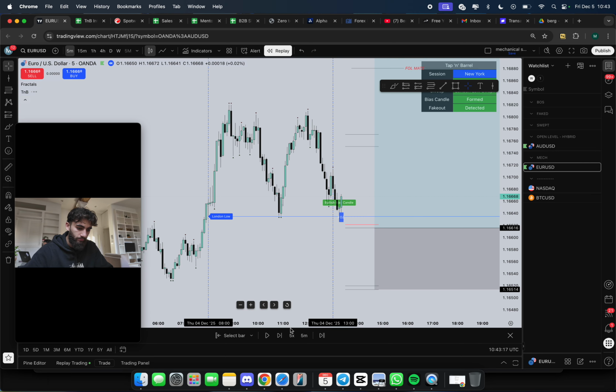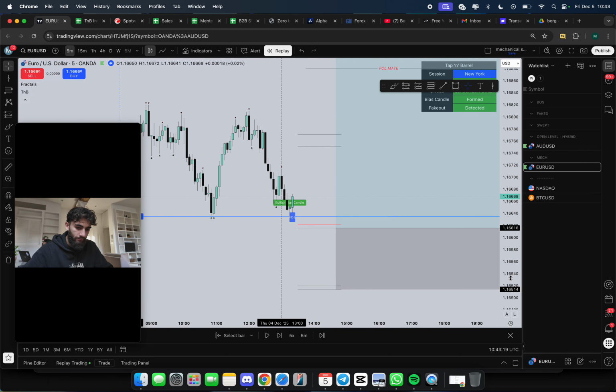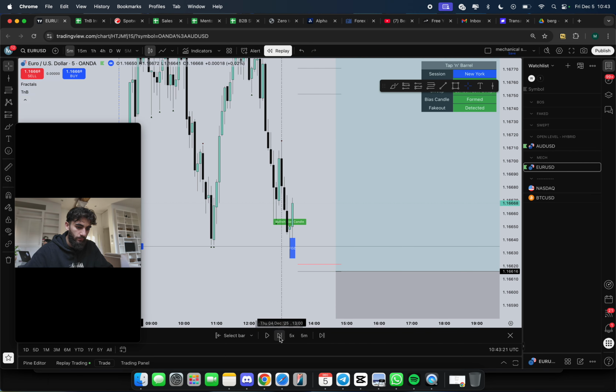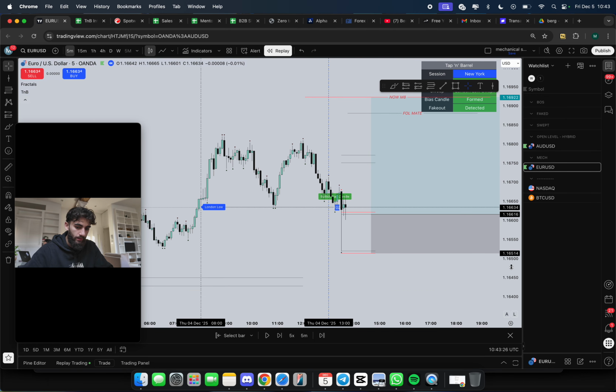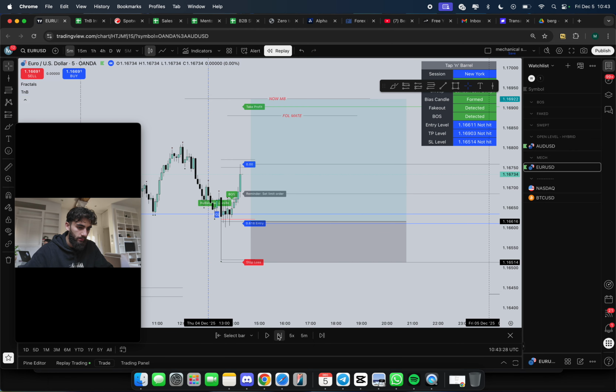Anyway, so we had London low taken out. We had the fake out zone generated because the first bullish candle was formed. Fake out was tapped as well, pretty nicely there. And then we're waiting for a break of structure to the upside, which happened right here.